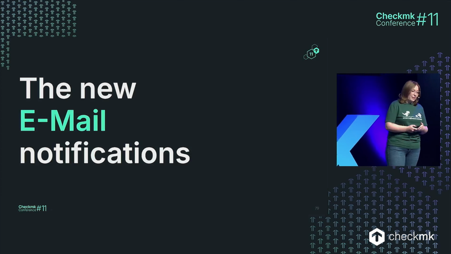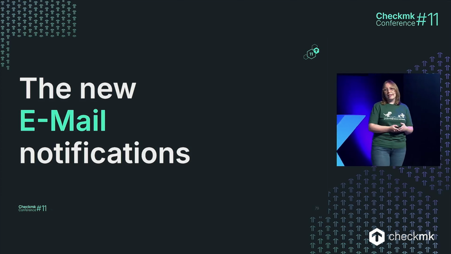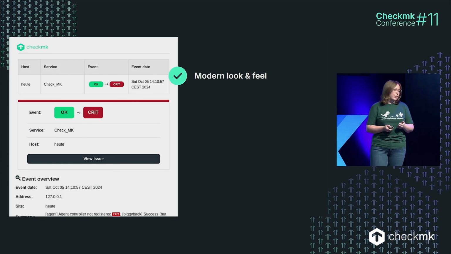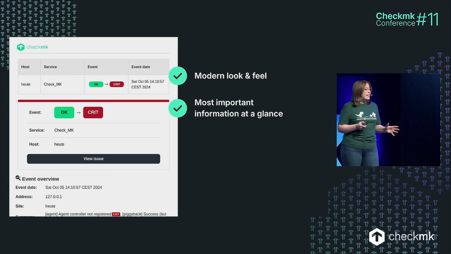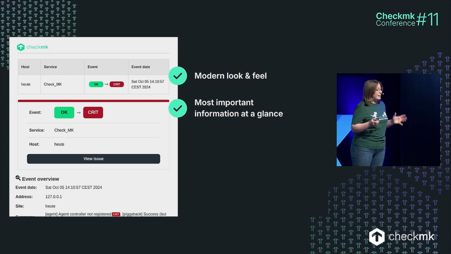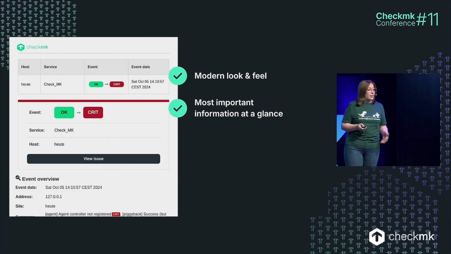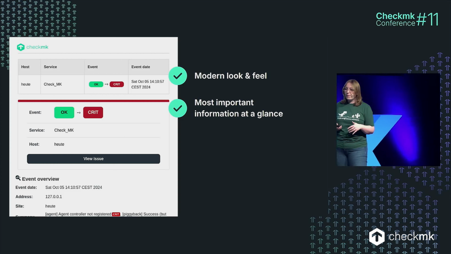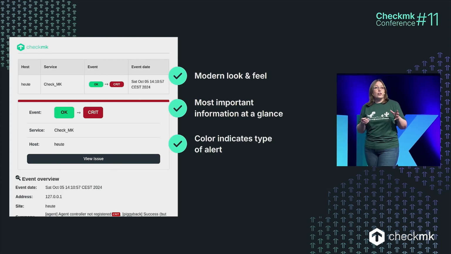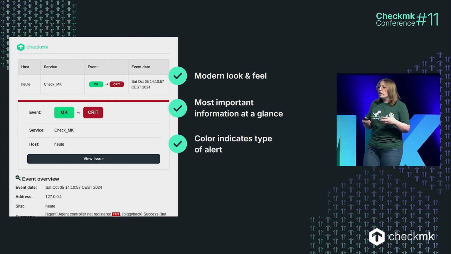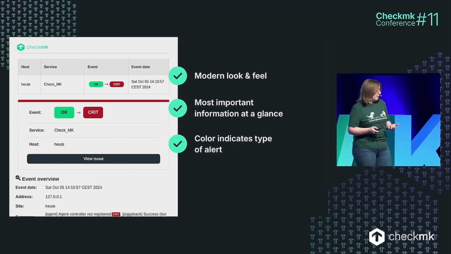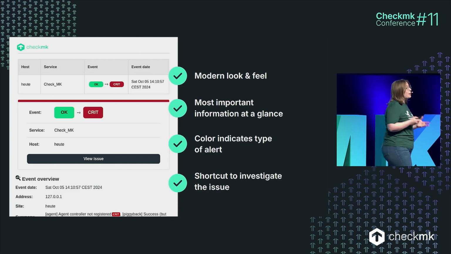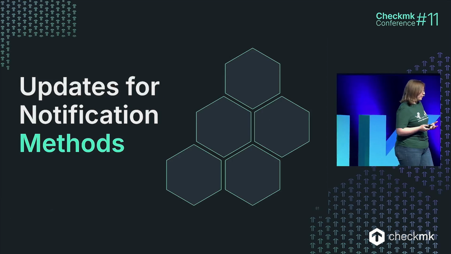Speaking of emails, we also fully reworked the HTML emails. They now feature a modern look and feel where you can see the most important information at a glance. And for bulk notifications, there's even a short summary on top, so you don't have to scroll through everything. To make the type of alerts easy to recognize, we introduced colors to indicate them. And we included multiple shortcuts for you to quickly investigate issues.